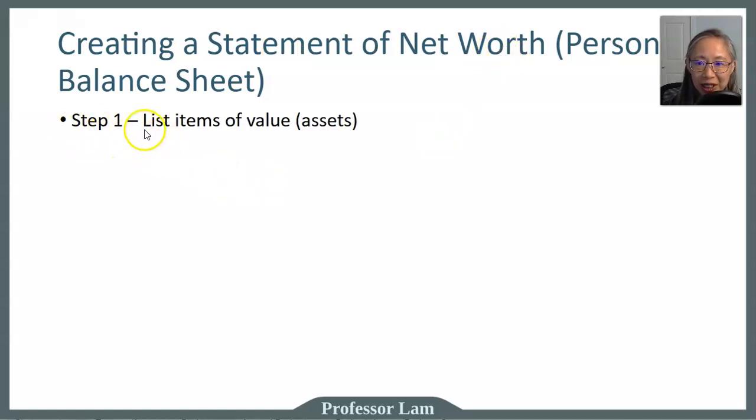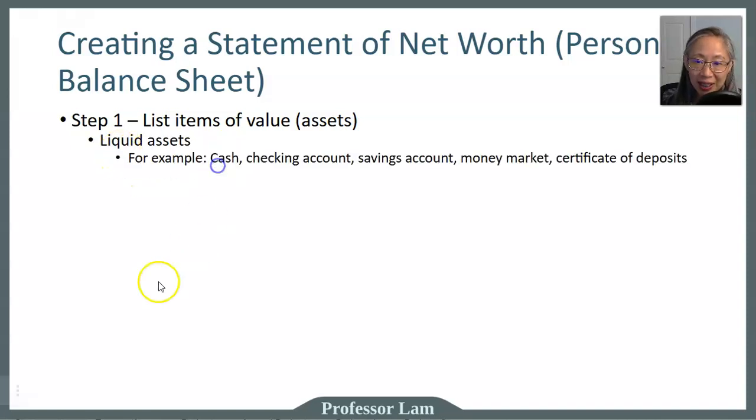So the first step is to list everything that you own. These are your assets. We'll order them in order of liquidity. Liquidity means how fast you can convert something into cash. The most liquid assets are cash, money in your checking account and savings account. So these are money in your bank.